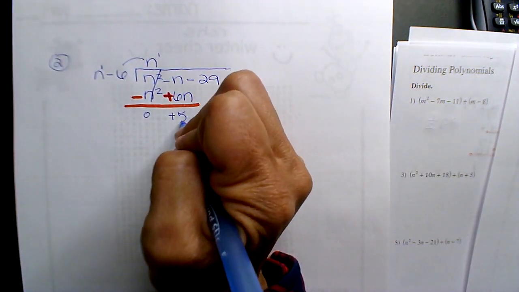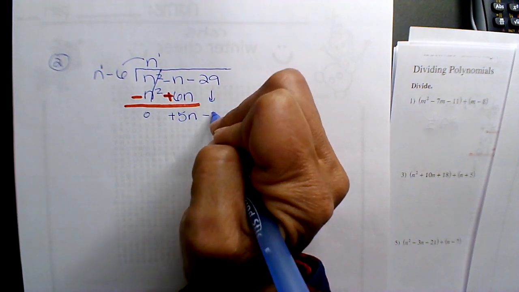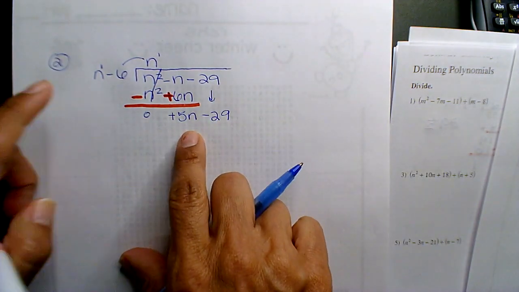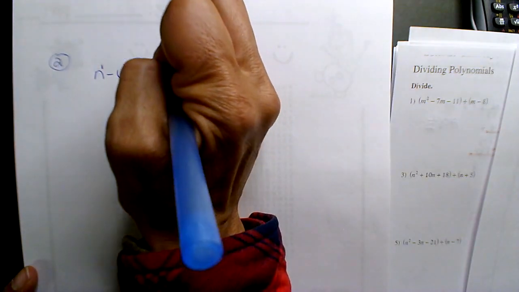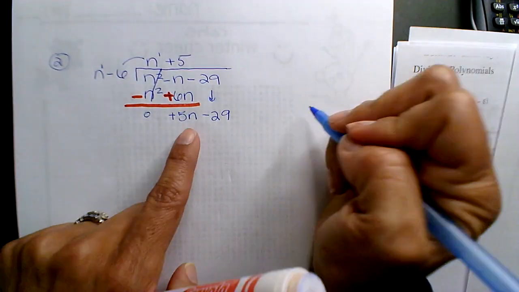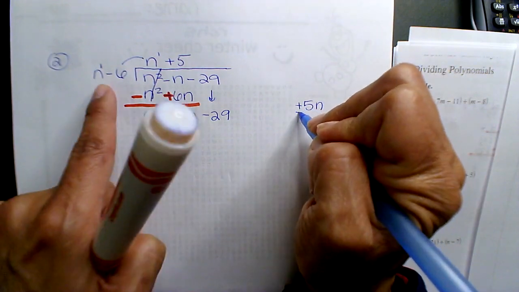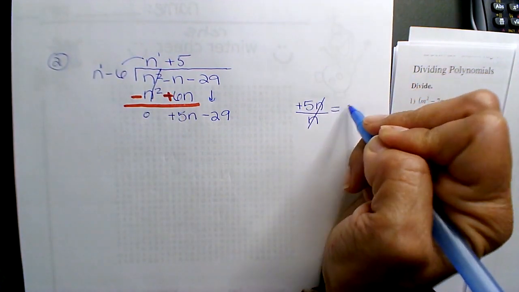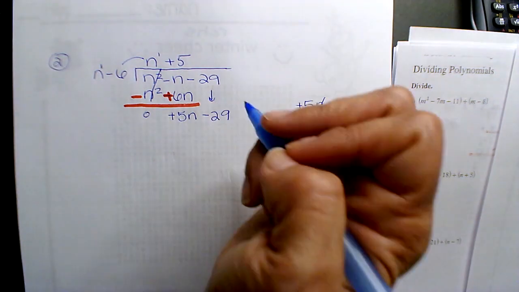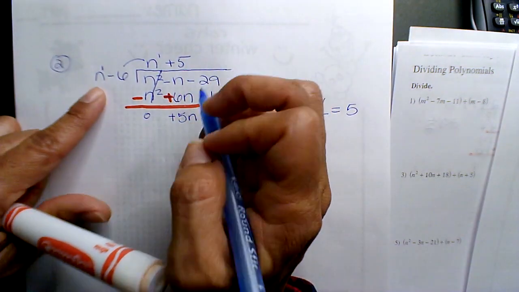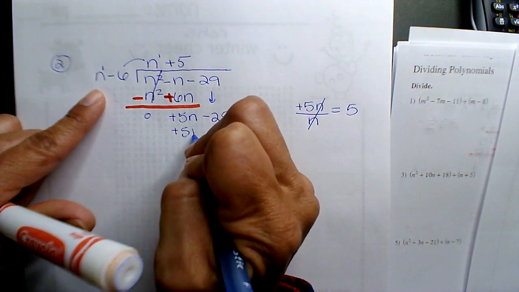This is positive 5n minus 29. Okay, n times what gives you 5n? It's a positive 5, right? Or you could think of your ratio. Positive 5n divided by n gives me 5, right? So then, what am I doing, 5? Okay, so positive 5 times n, positive 5n.